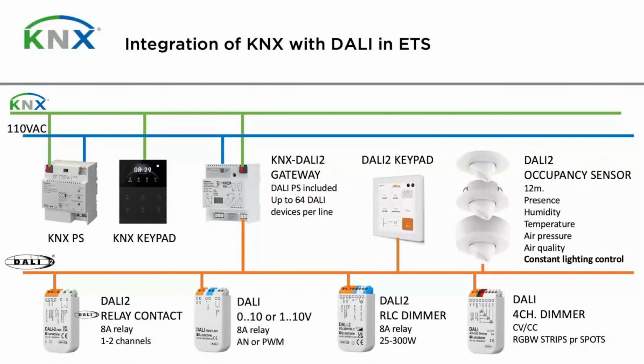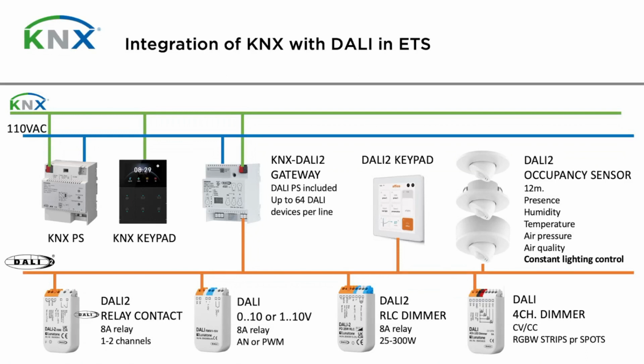kinds of devices. We can have, take a look, a relay contact, for example, as I said before. It's just a relay, but it's DALI enabled. Okay, this is very powerful. We can have a 0 to 10 or 1 to 10 PWM also for LED strips, or we also have an RLC dimmer with a relay and a 4-channel dimmer for spots or RGB LED strips, whatever we wish. We have many possibilities in the market. So all this is DALI.